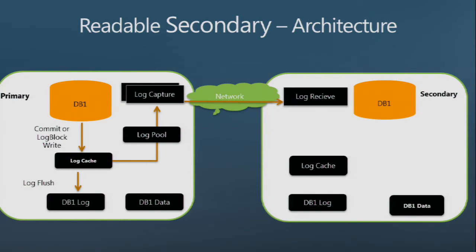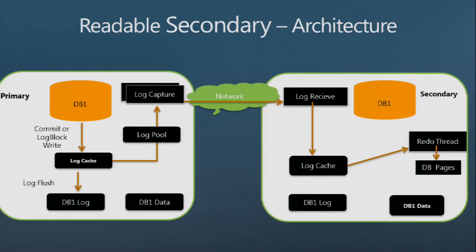Now let us look at what happens on the secondary replica. There's a thread, log receive, that is running on the secondary replica. It receives the log records from the network, and it starts writing them to the log cache. While the log records are being written to the log cache, there's a redo thread that is always running on the secondary replica. It is reading those log records and applying those changes to the data pages and the index pages in the database on the secondary to bring it up to date with whatever has happened on the primary.